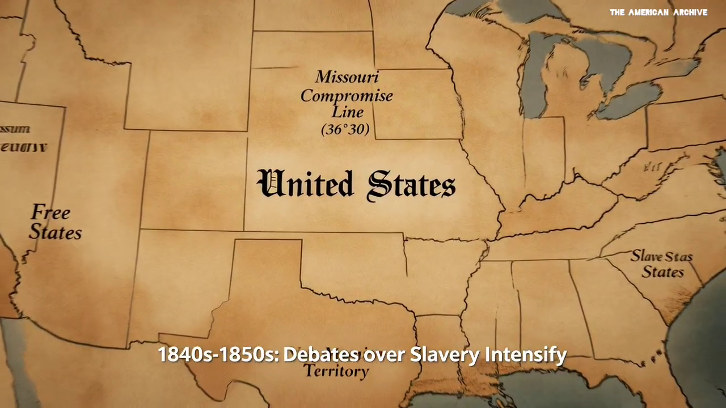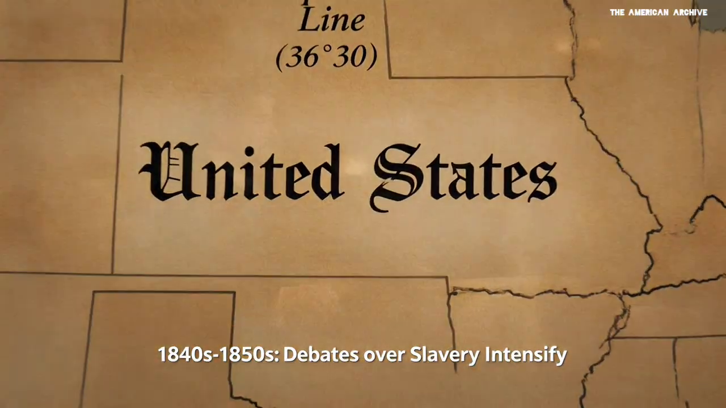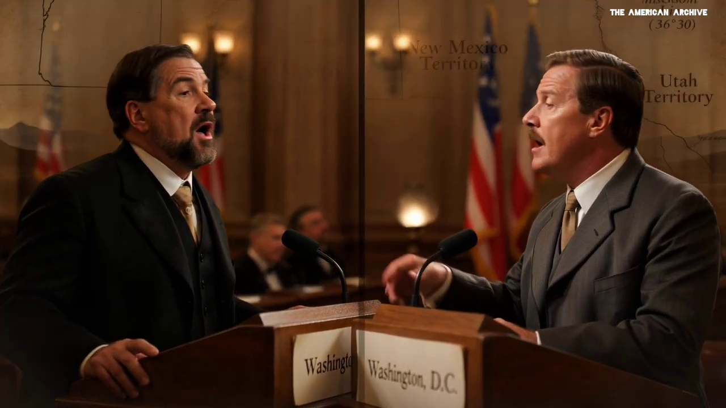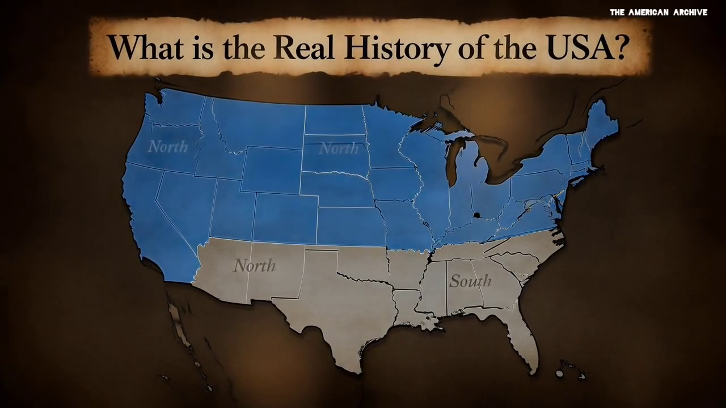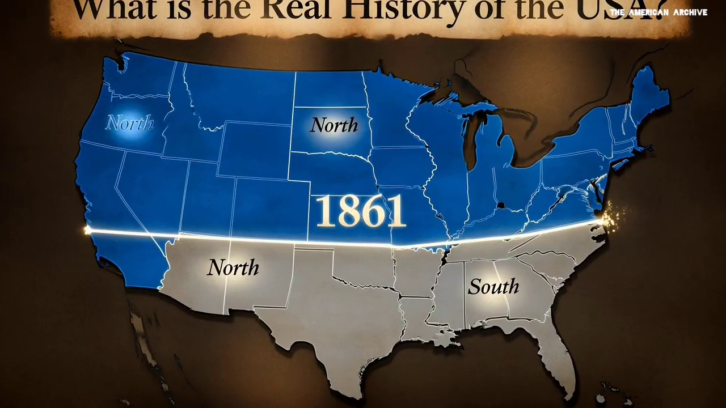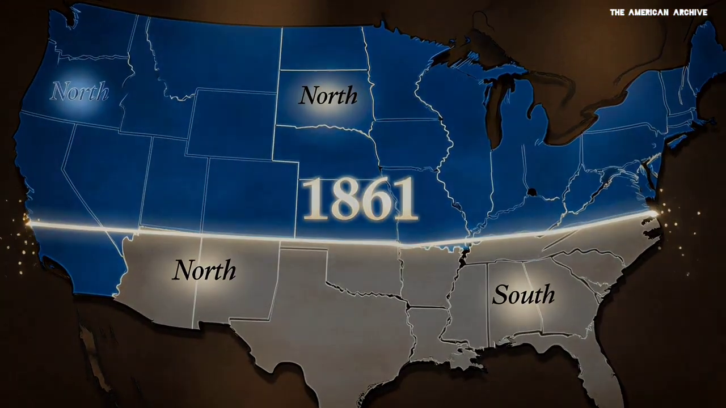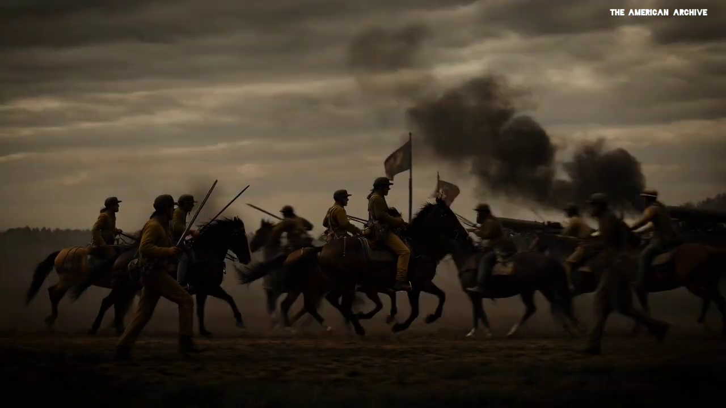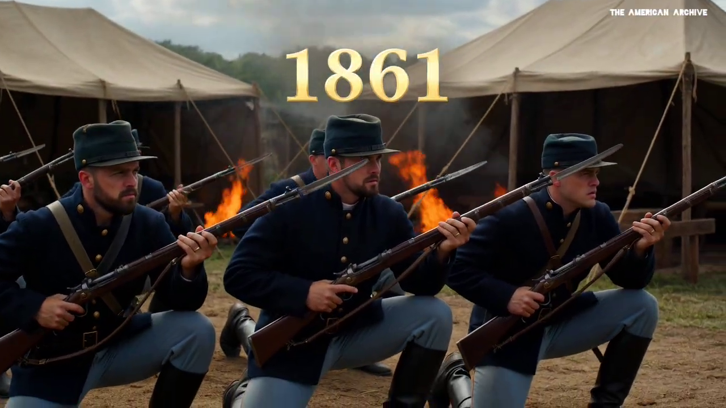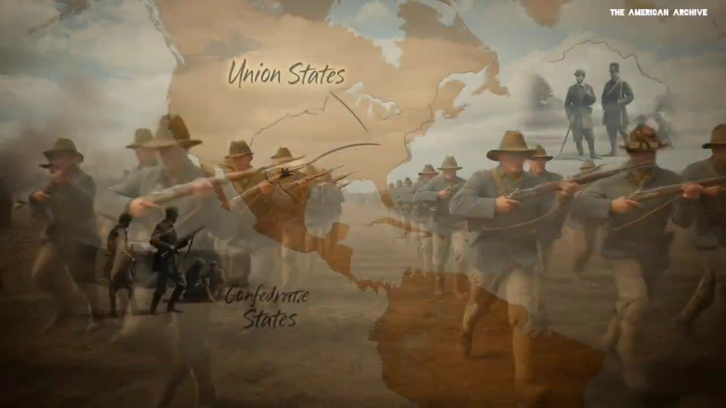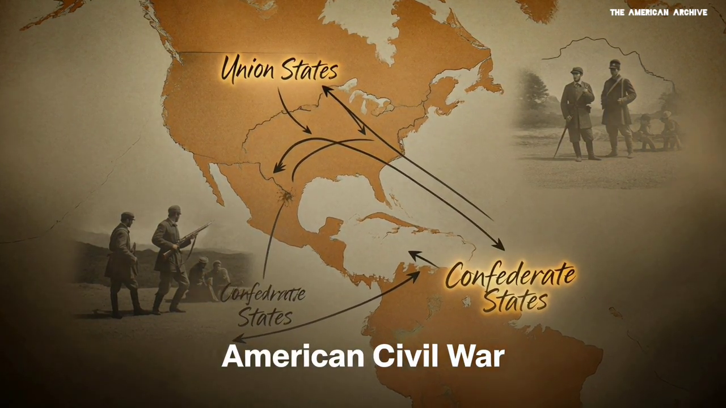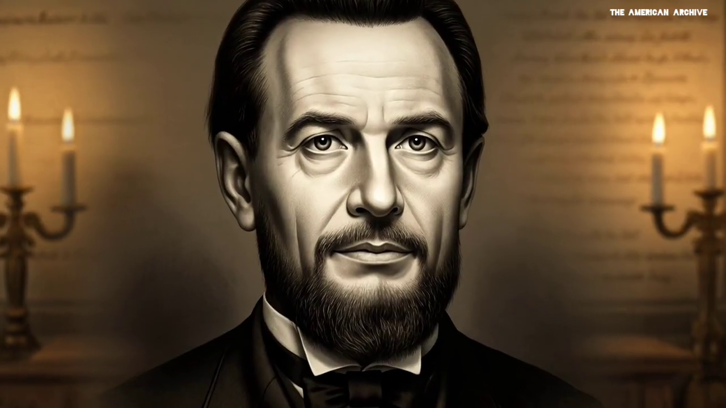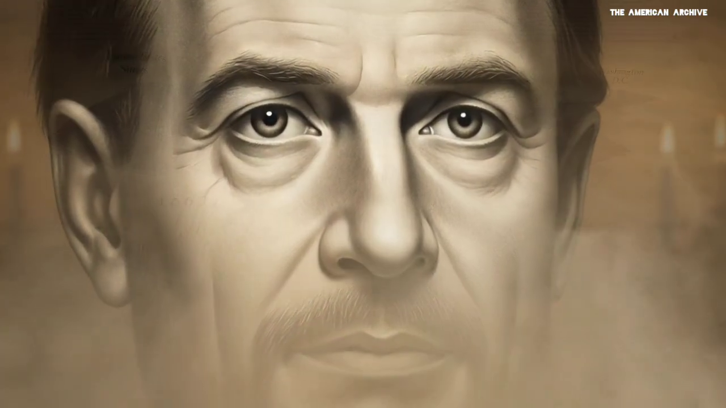Debates over slavery intensified as new territories entered the Union. Regional tensions eventually pushed the nation towards civil war. The American Civil War began in 1861 between Union and Confederate states. Abraham Lincoln led the Union during one of America's darkest periods.